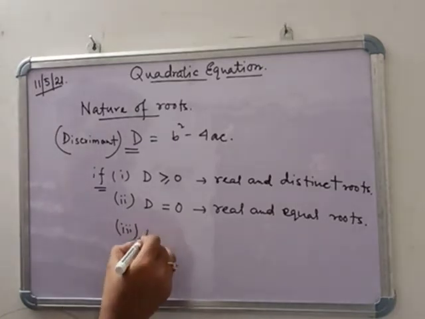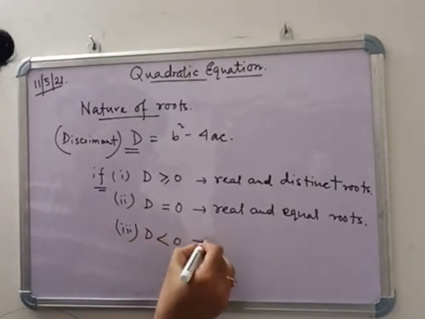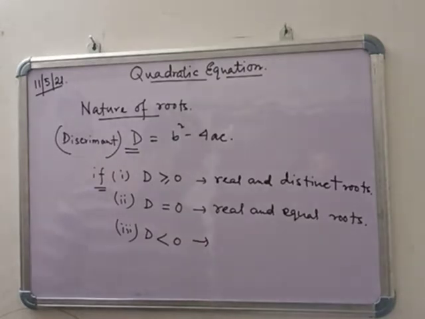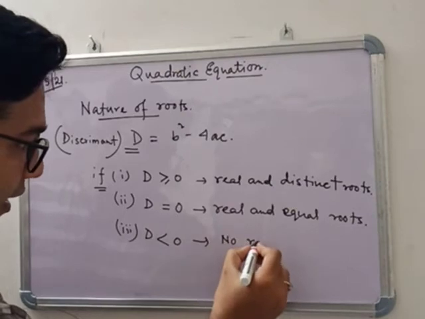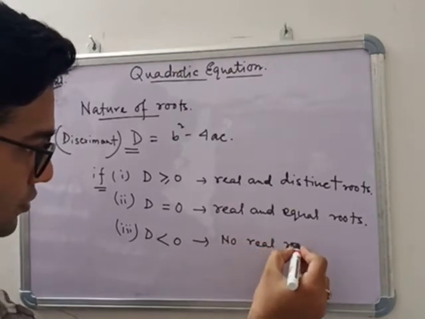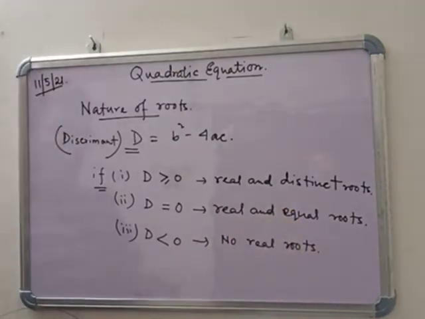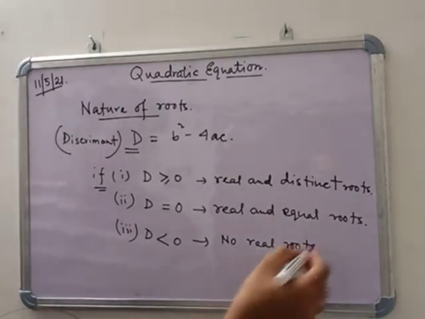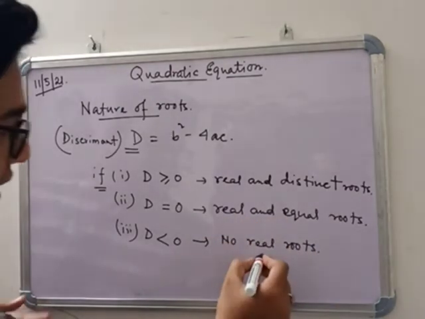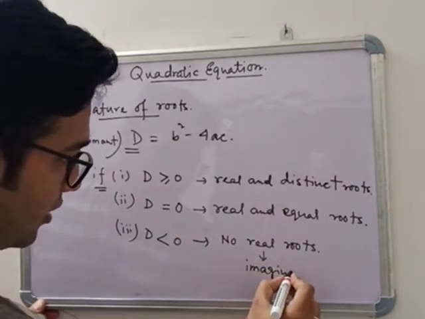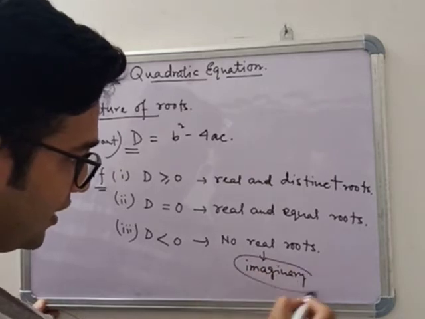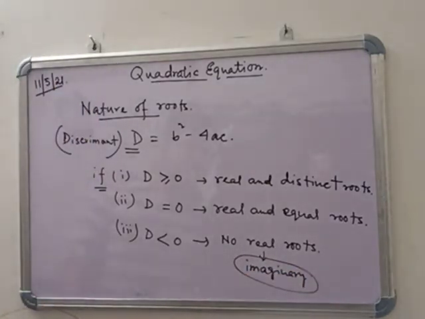And number 3: if D is less than 0, that means no real roots. No real roots means these are imaginary roots. These imaginary roots will be calculated in class 11. So just for information, I am telling you these are imaginary roots.